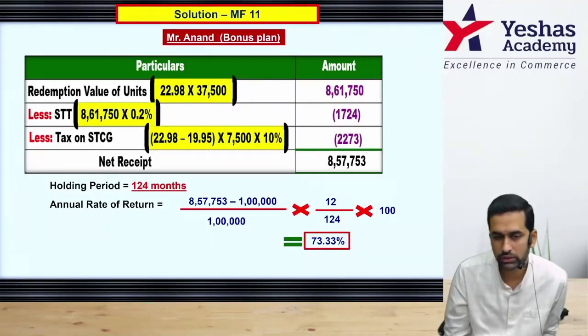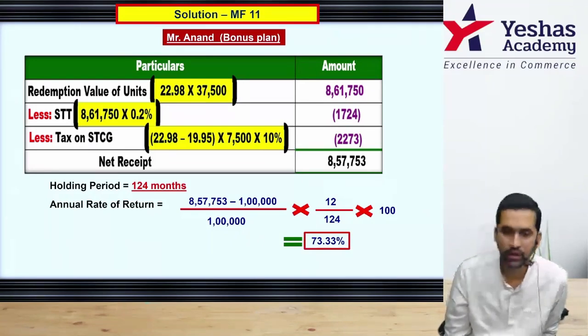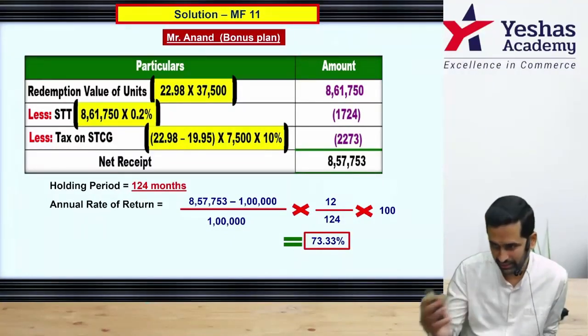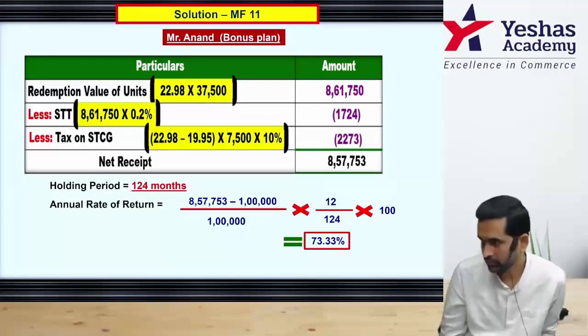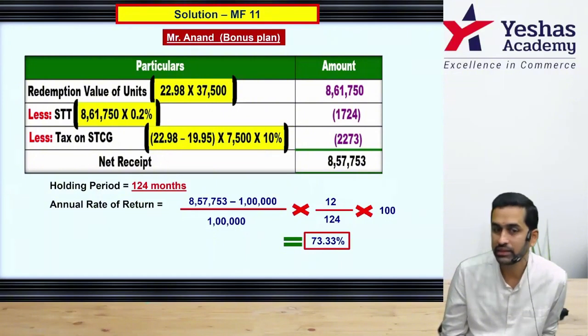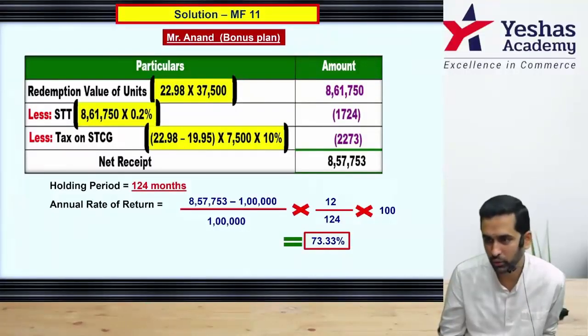This comes to 73.33 annualized return. Just to get the comfort, in Calci, please do this. 857,753 minus 1 lakh by 1 lakh into 100. Big number. Correct? But this is for how many months? 124 months. Divide this by 124. This is monthly. Then you do into 12. You get annualized. If you are more comfortable in this way, go by this.